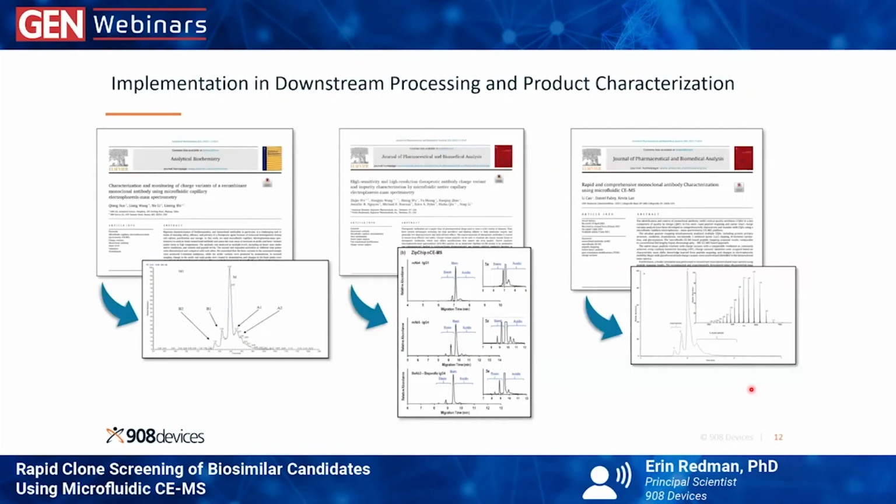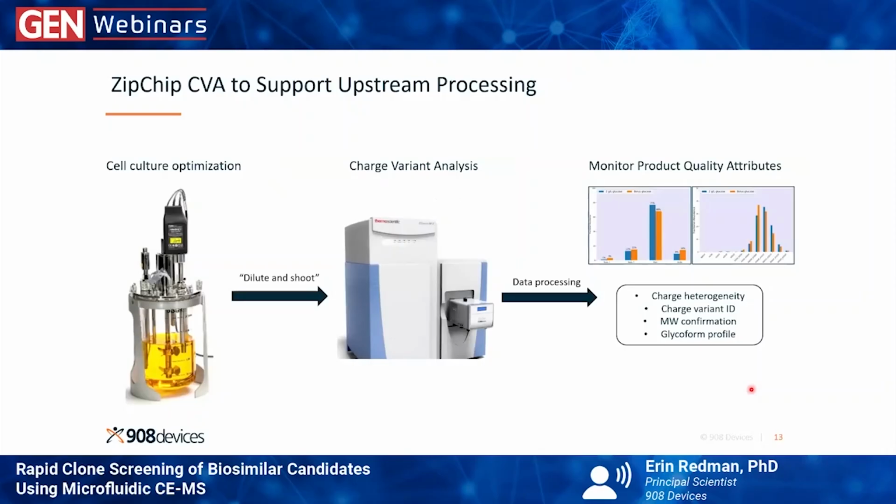To date, our customers have mostly implemented our charge variant assay to support downstream processing and product characterization in the biopharmaceutical industry. But recently, we've been exploring how to implement ZipChip charge variant analysis in a more upstream way to support bioprocessing. We're able to use the ZipChip in a dilute and shoot manner for analyzing antibodies directly from cell culture. This allows us to monitor product quality attributes in a simple, easy way earlier in the development process.